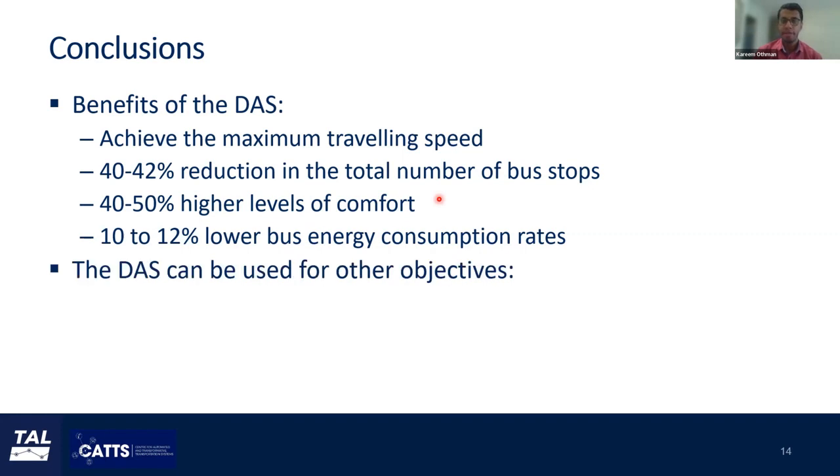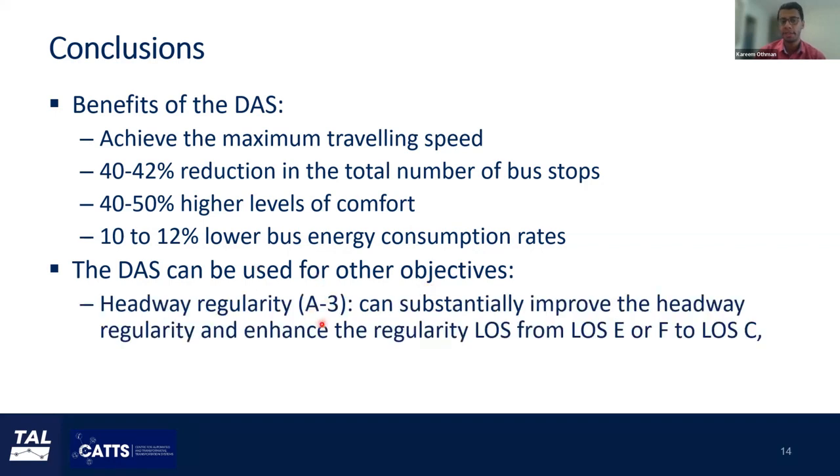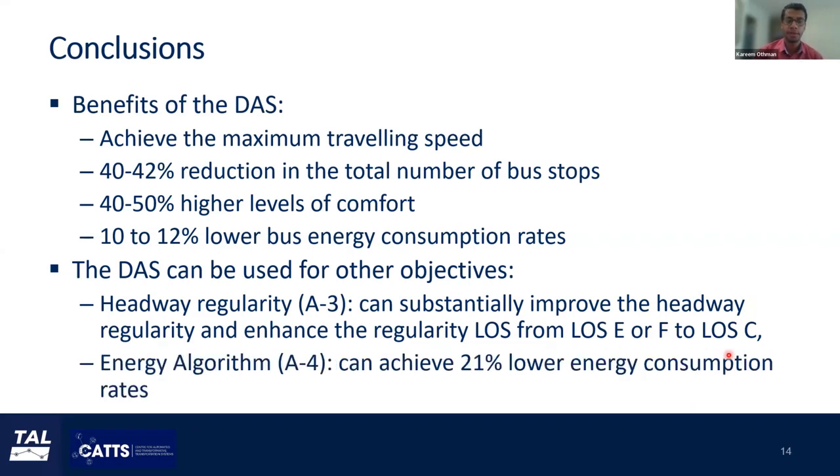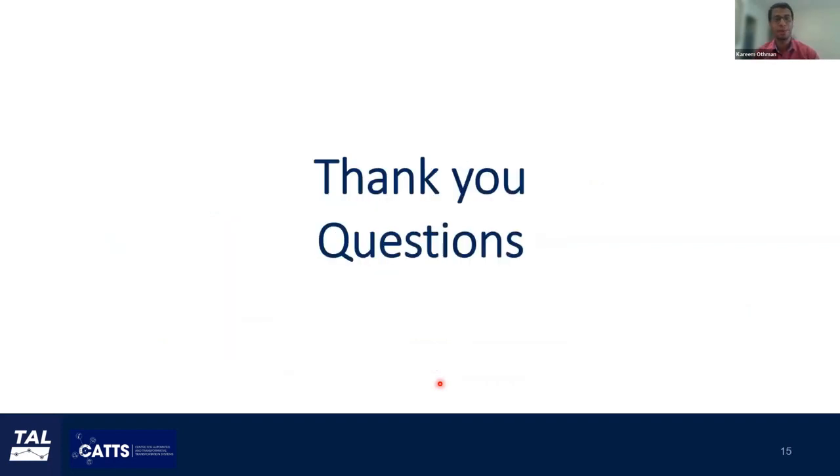And I have mentioned that we have not really tested one scenario, one driver advisory system. We have tested 4. So the driver advisory system can really be used for achieving other objectives. For example, when we have tested it to improve the headway regularity, we have seen that the driver advisory system can improve the regularity level of service from level of service E or F to level of service C. And when we have used it exclusively to minimize the energy consumption, we have seen that the driver advisory system can achieve 20% reduction in the energy consumption rate. And with that, that concludes my presentation.